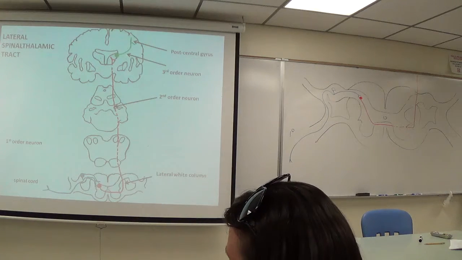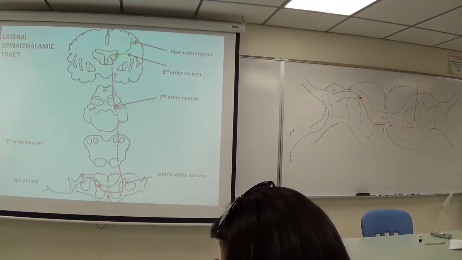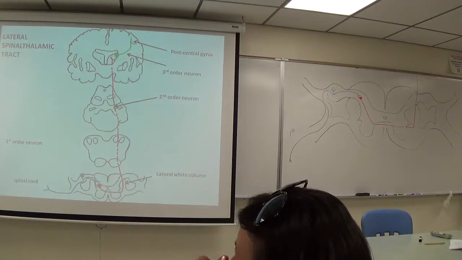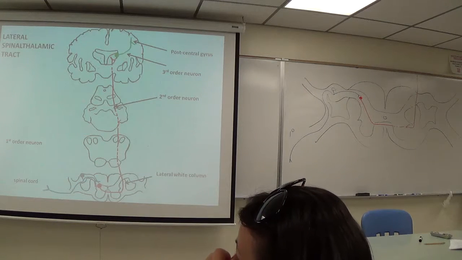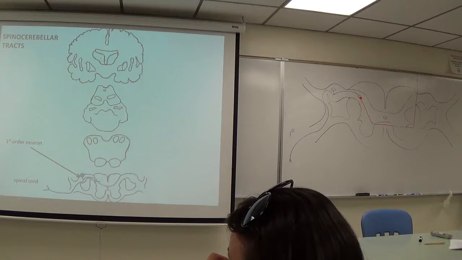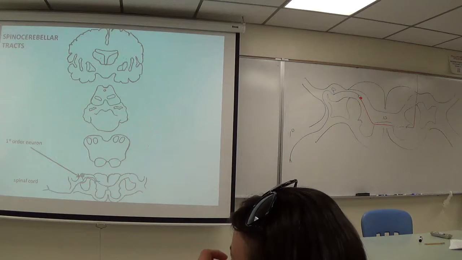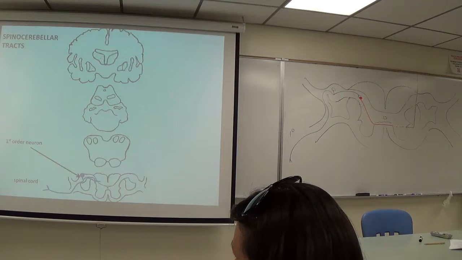This pathway doesn't go to the thalamus. Since it doesn't go to the thalamus, what else does it not go to? It doesn't go to the postcentral gyrus. Okay? So look at its name. Spinocerebellar. Where do you think it goes? The cerebellum. Okay? Our cerebellum is for balance and coordination.